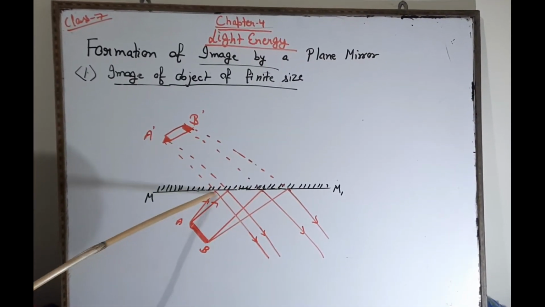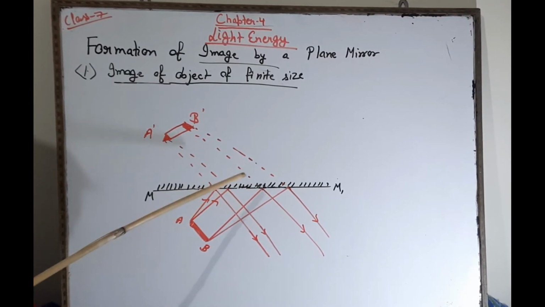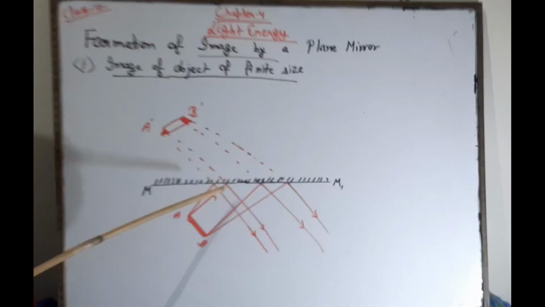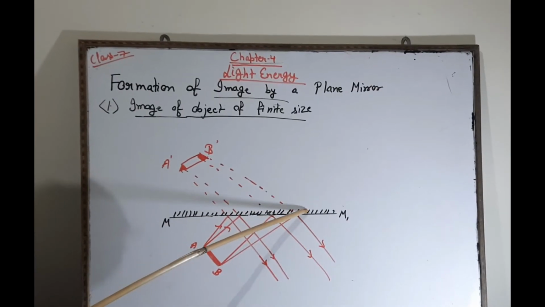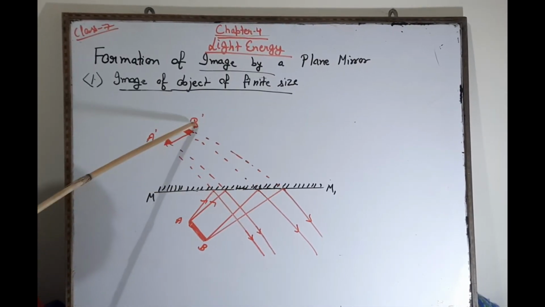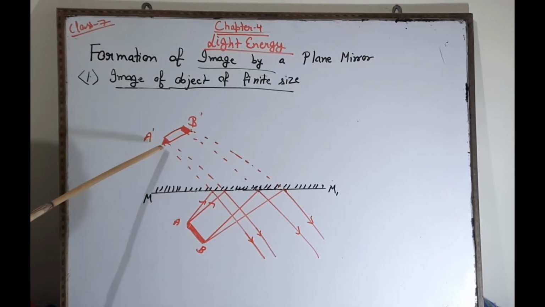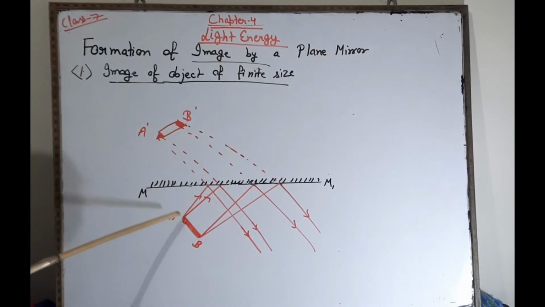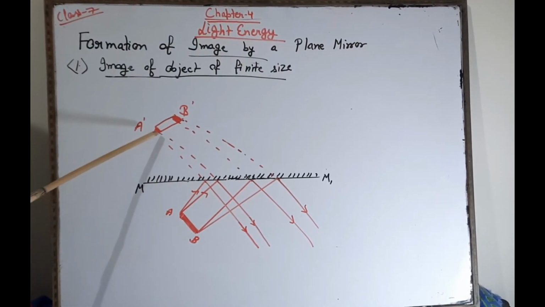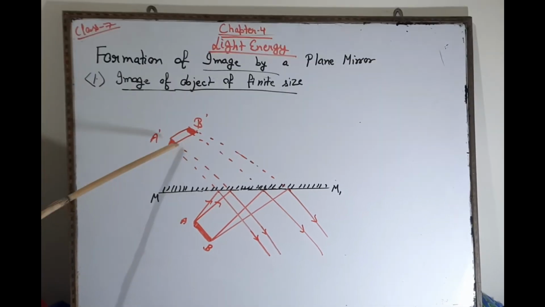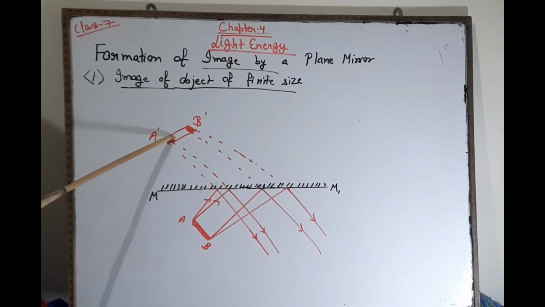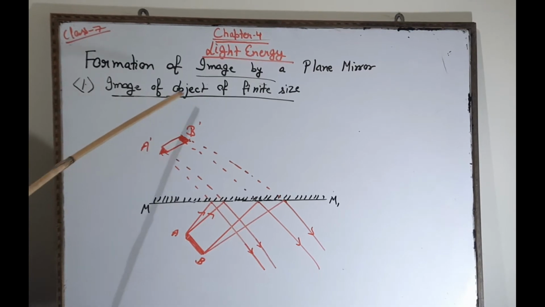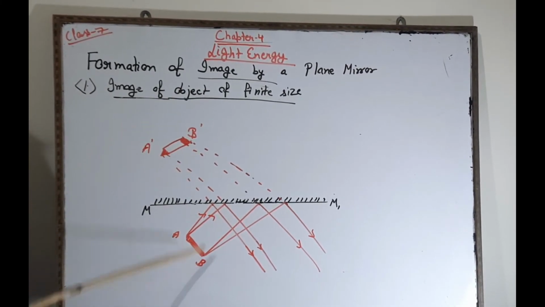If we measure the angle of incidence in both cases, we will see that the angle of incidence is the same. When we produce these reflected rays backward, from here we get one point, and from here when we produce the reflected rays backward, we get another point. So we can say the image of the object will be formed, which is marked as A dash B dash. If I measure the size of AB, it will be the same as that of A dash B dash. So the size of the image will be equal to the size of the object. This is how the image is formed when the object is of finite size.